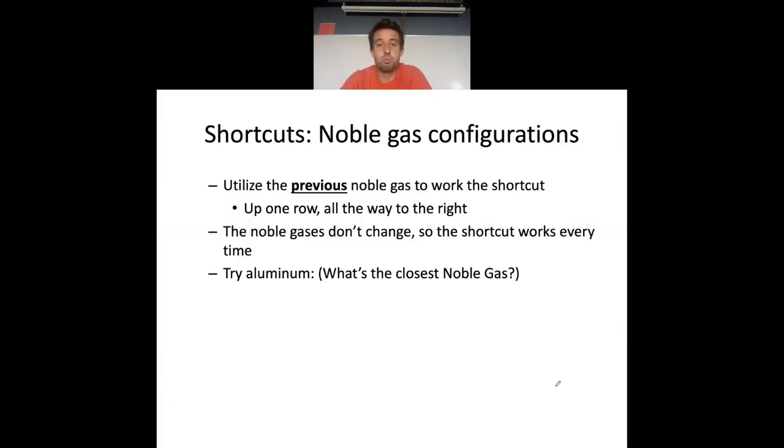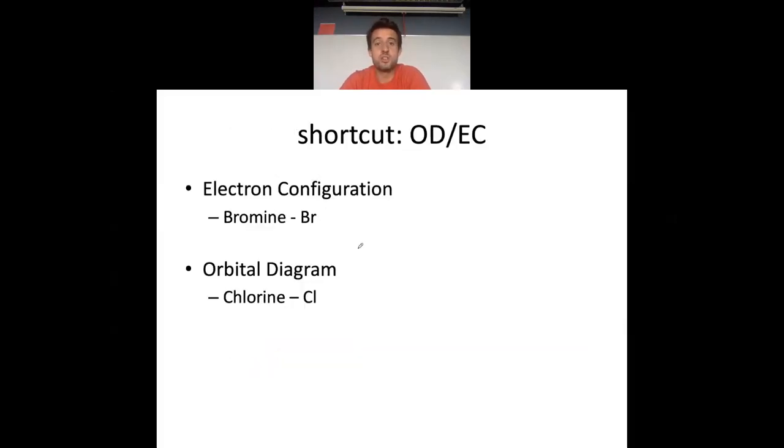Okay, these are some rules written down. What I want you to do is go ahead and try and figure out what the shortcut is for aluminum. Awesome. Hopefully you got these rules written down and you tried out aluminum. Aluminum, the closest one is neon. So what we would write down is Ne in brackets and then 3s2, 3p1. That would be our shortcut for our electron configuration. Cool. You can go ahead and try these other ones if you'd like. Go ahead and pause the video right now.